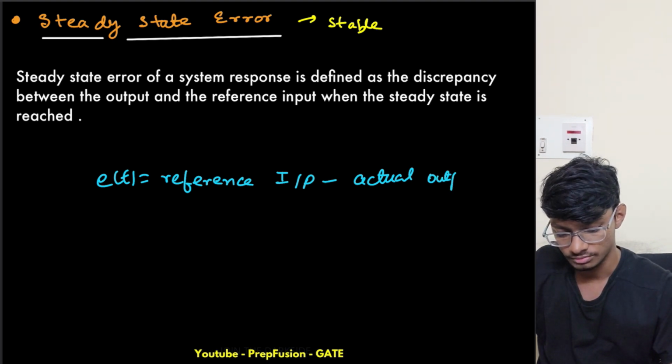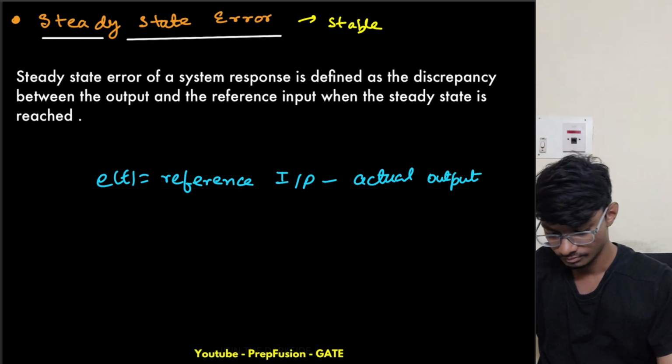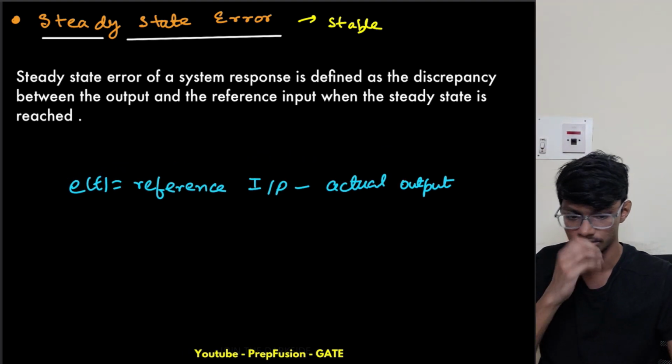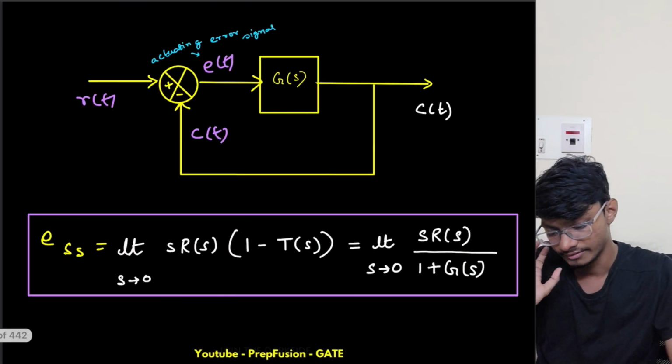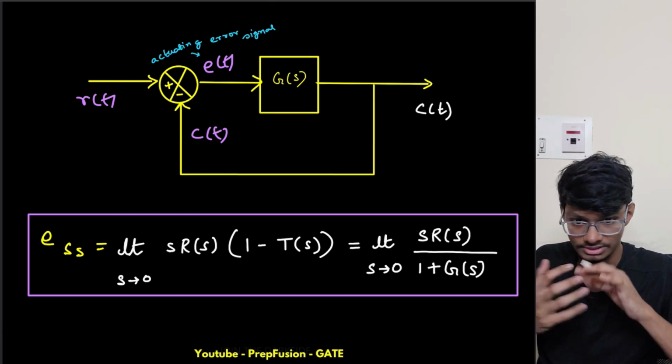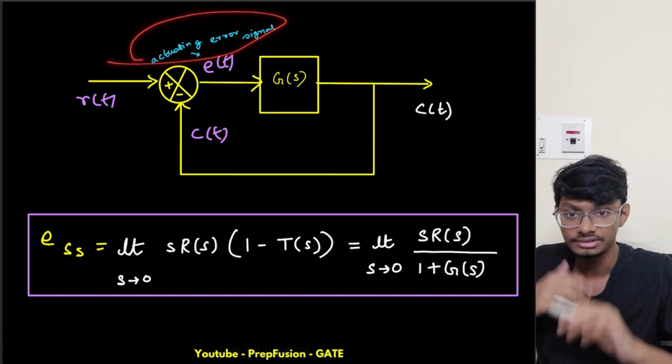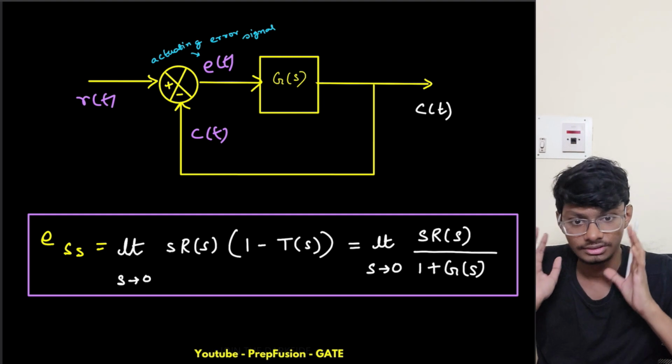This is the actual output. Now here I have drawn a block diagram, and from here you can understand the error, right? So this is the actuating error signal. That is usually what is asked, right?